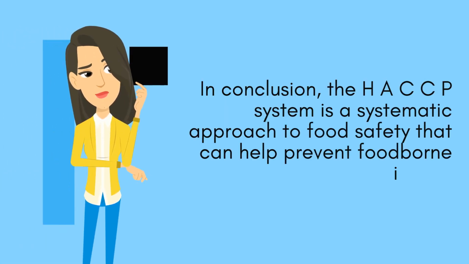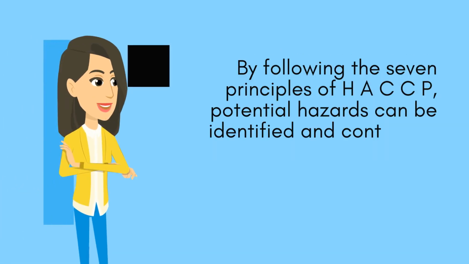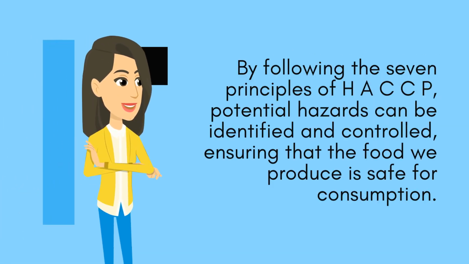In conclusion, the HACCP system is a systematic approach to food safety that can help prevent foodborne illness. By following the 7 principles of HACCP, potential hazards can be identified and controlled, ensuring that the food we produce is safe for consumption.